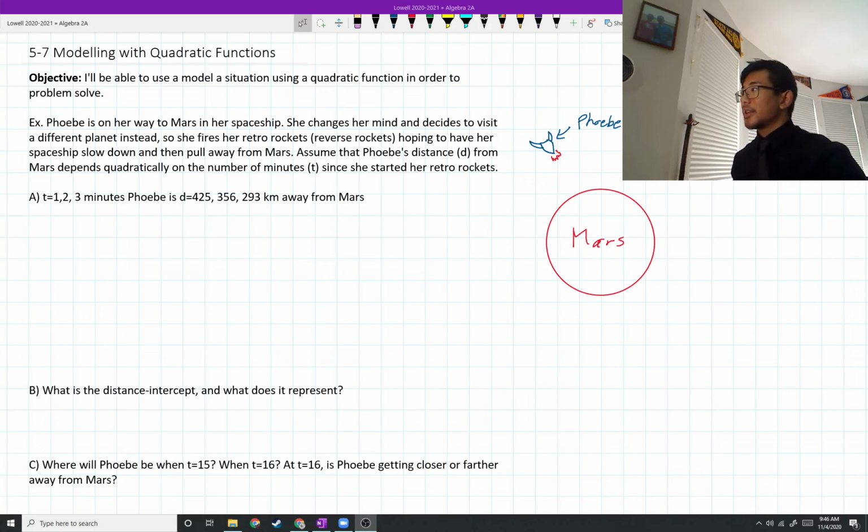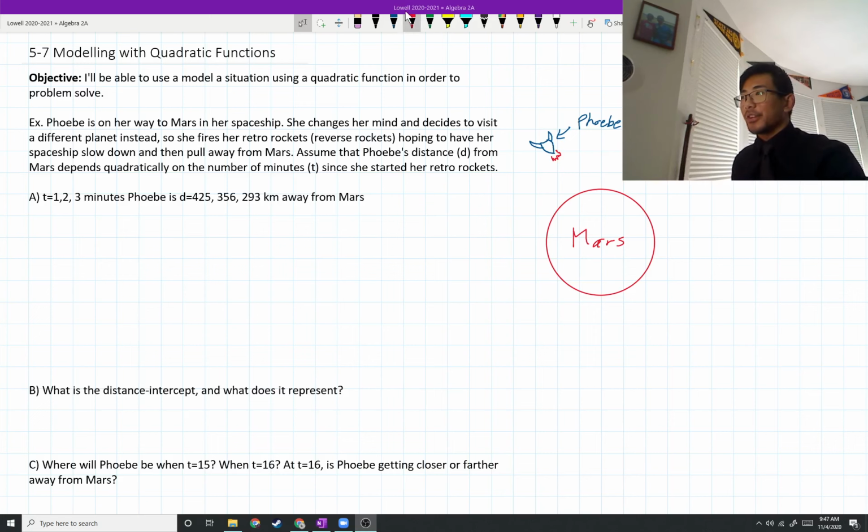Okay, so in this scenario, we have Phoebe here who is flying to Mars in her spaceship, as you do, and suddenly she just changes her mind, so she decides to throw it in reverse and then leave. So you could think of it as if you're playing Mario Kart, where you're driving, and then if you hold down B long enough, you will brake and slow down until you stop, and then eventually you're gonna throw it into reverse. That's what Phoebe's doing, or what she's trying to do. Hopefully she doesn't crash. Right?